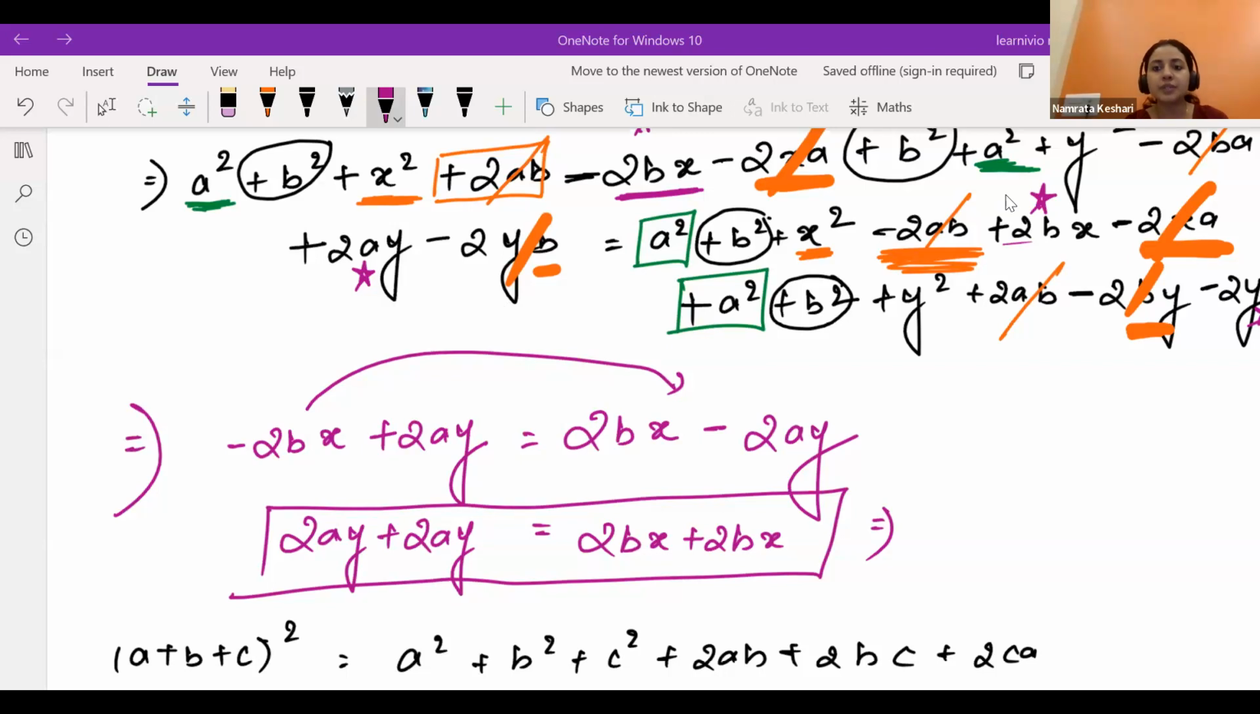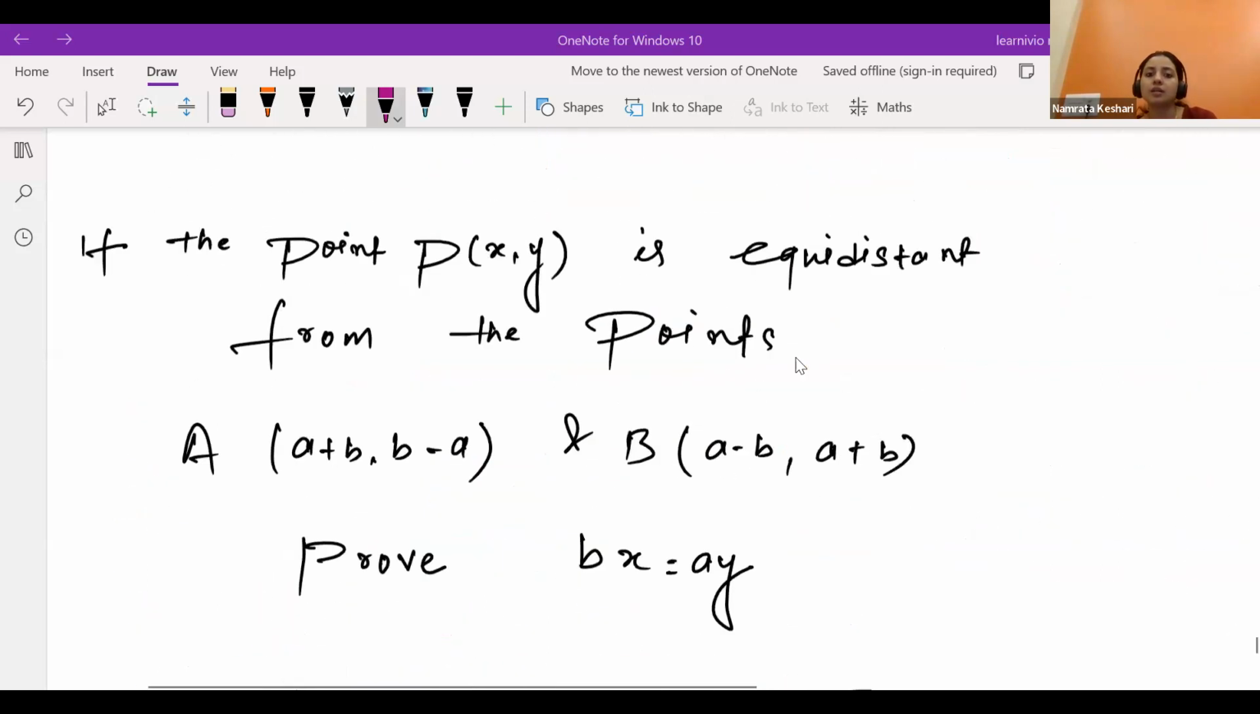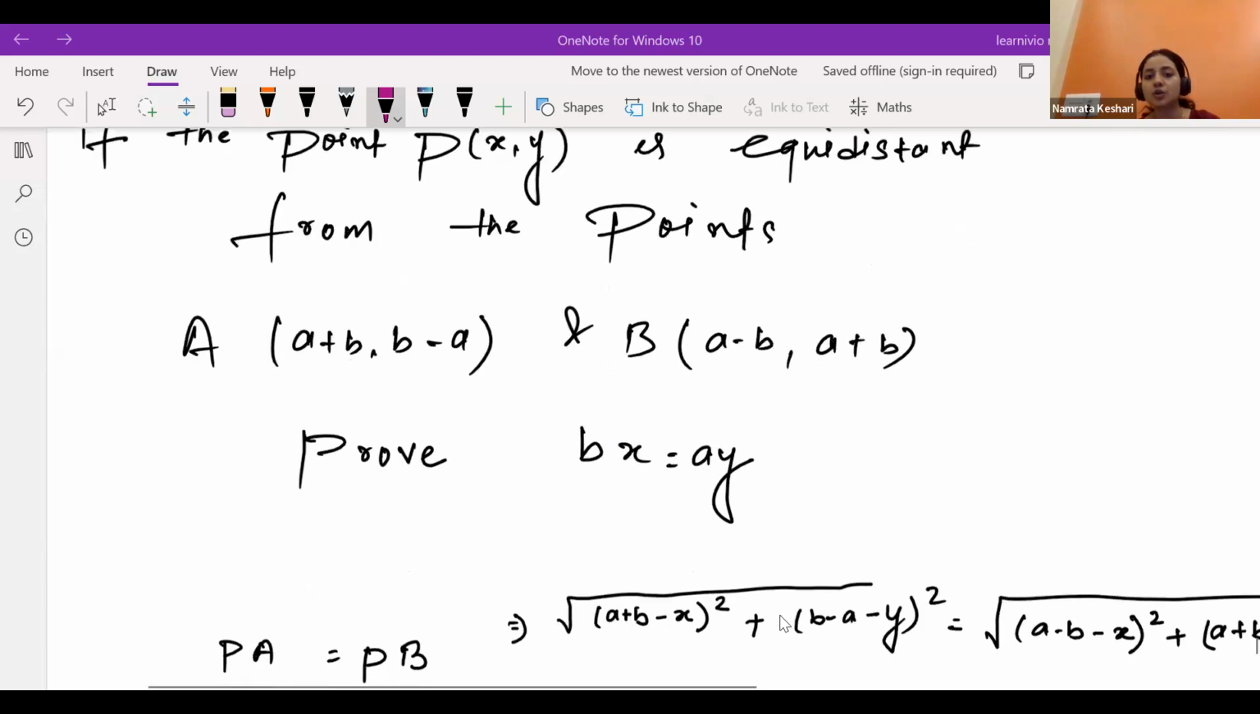So this is how we use the concepts we already know to prove this type of question. This type of question you have already seen, where P is a point equidistant from this point and that point, hence find x and y. This type of question is there in our book also. This is the question we are having. If you want, you can note it down or take a screenshot.